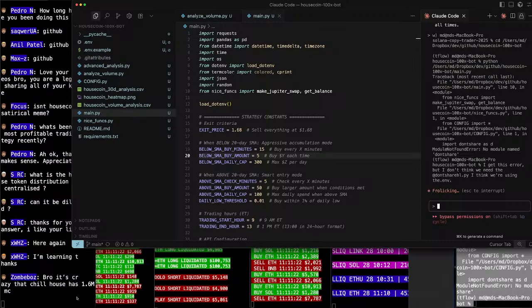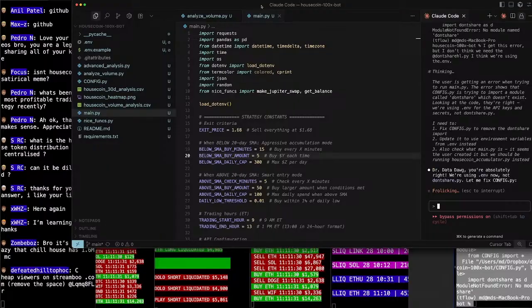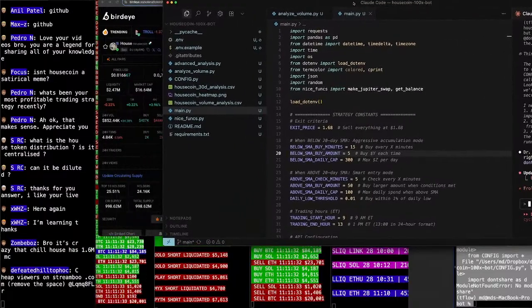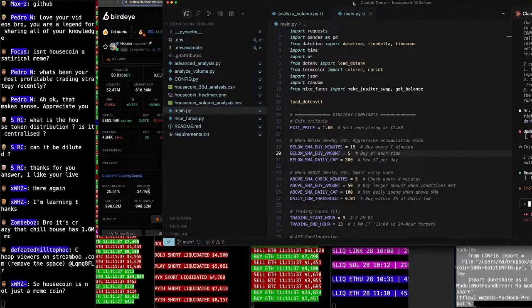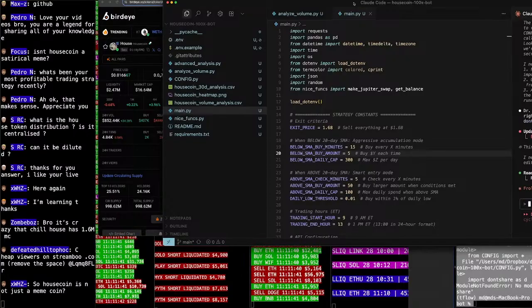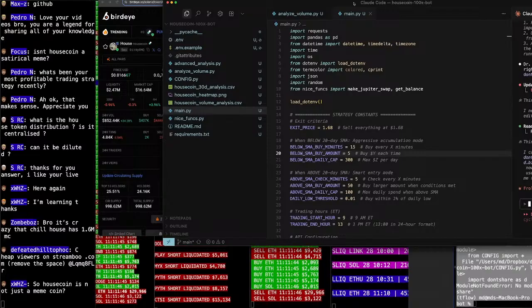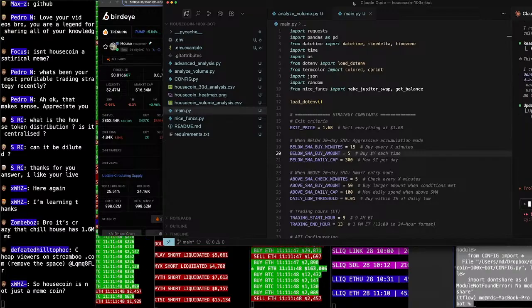Bro, it's crazy that Chill House has a 1.6 market cap. Yeah, Chill House is cool as well. It's just more of a meme coin to me. I know they're both meme coins. They're absolutely both meme coins. But Housecoin is not just a meme. It is a meme coin, but it is not just a meme. They're all meme coins.